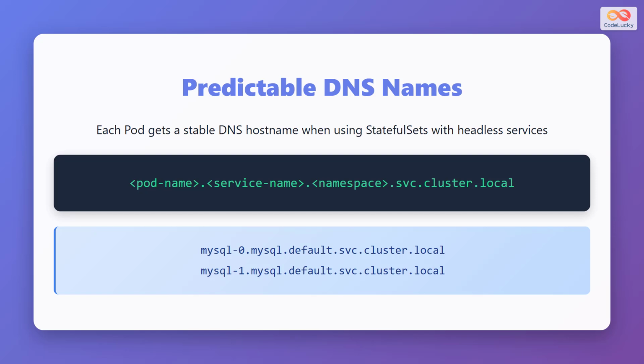When you combine a StatefulSet with a headless service, each pod gets a predictable and stable DNS hostname. The pattern follows this format: podname.servicename.namespace.svc.cluster.local. For example, if you have a MySQL StatefulSet, your pods would be accessible at mysql-0.mysql.default.svc.cluster.local and mysql-1.mysql.default.svc.cluster.local. This predictability is crucial for stateful applications that need to maintain persistent connections or data replication relationships.